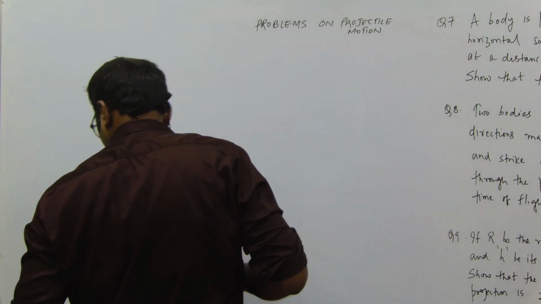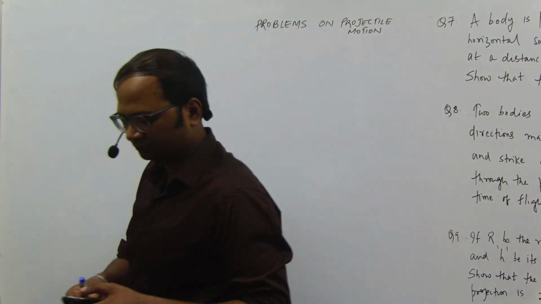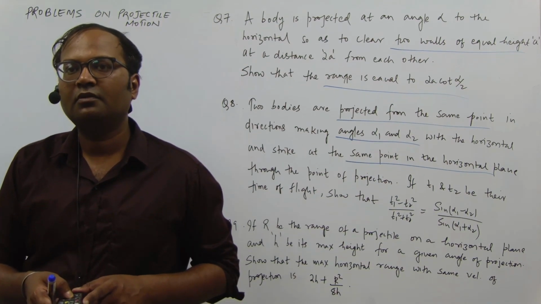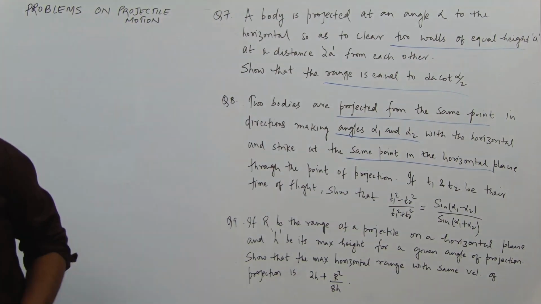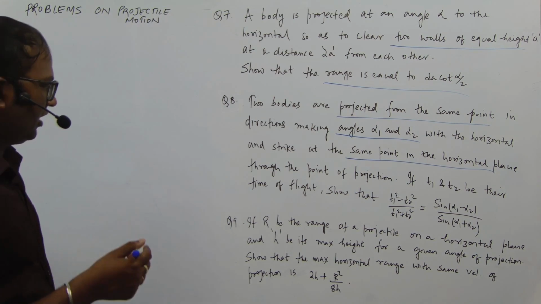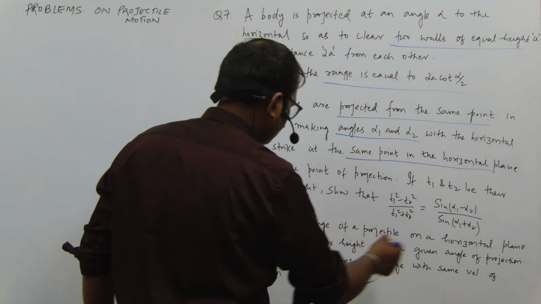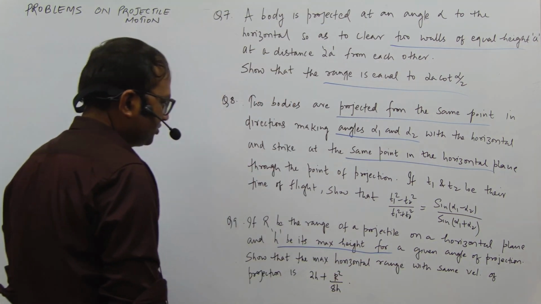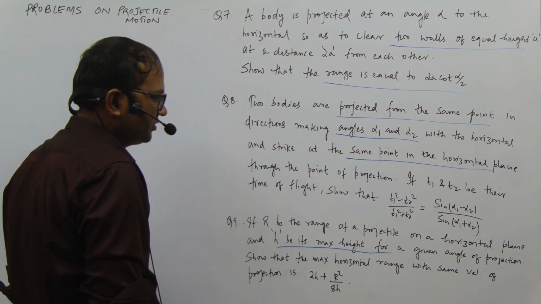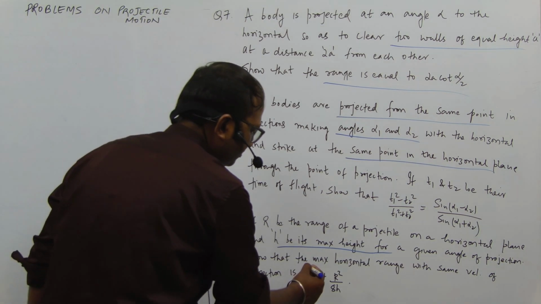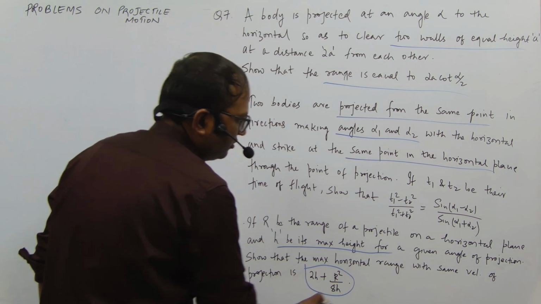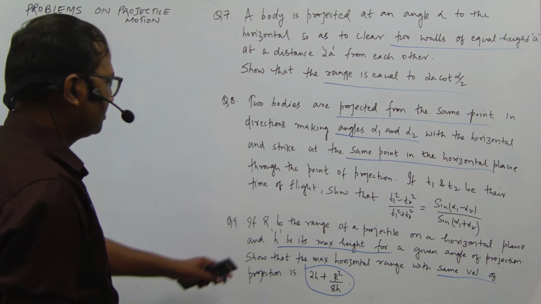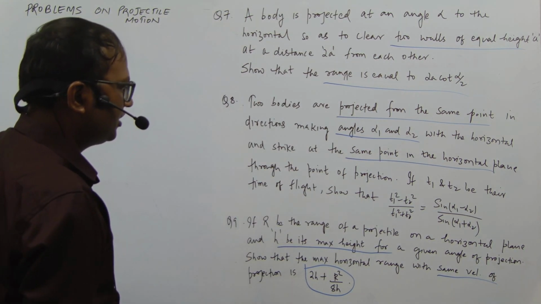What is given in question number 9? If R be the range of the projectile on a horizontal plane and h be its maximum height for a given angle of projection, show that the maximum horizontal range with the same velocity of projection is this one. Same velocity of projection. So what is given? R is the range of the projectile on a horizontal plane.